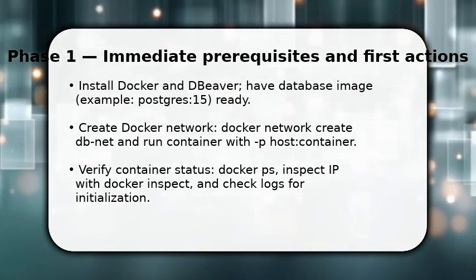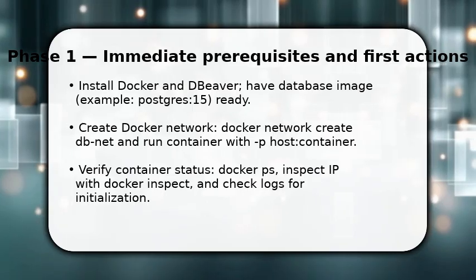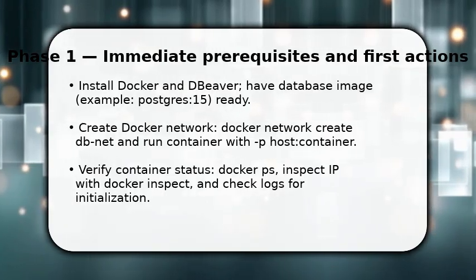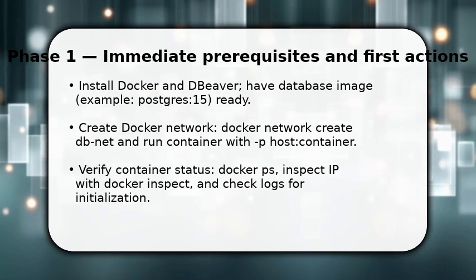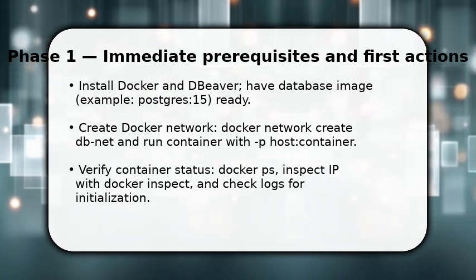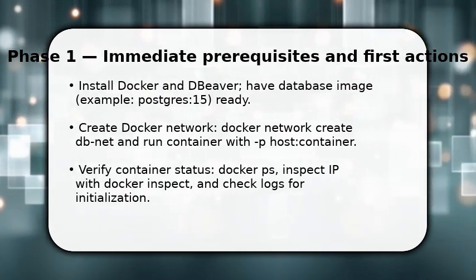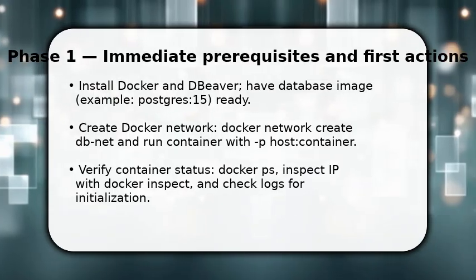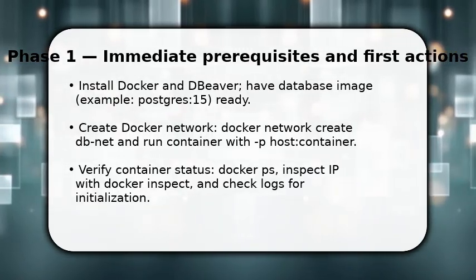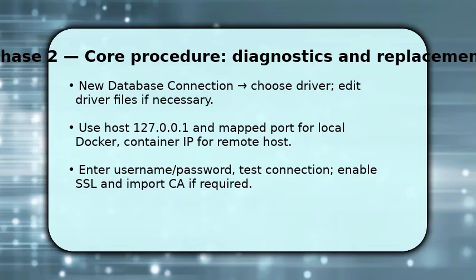-p 5432:5432 postgres:15. Once done, verify the container IP with docker inspect or docker ps. Make sure the database is initialized. If not, attach logs to see startup errors and restart. Now configure DBeaver to connect.